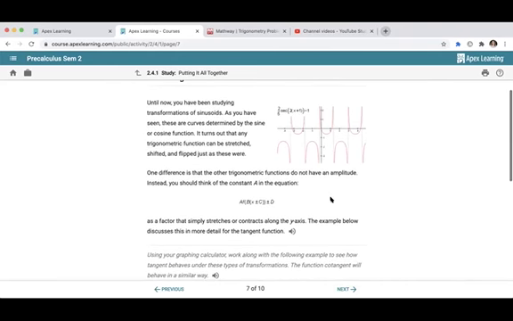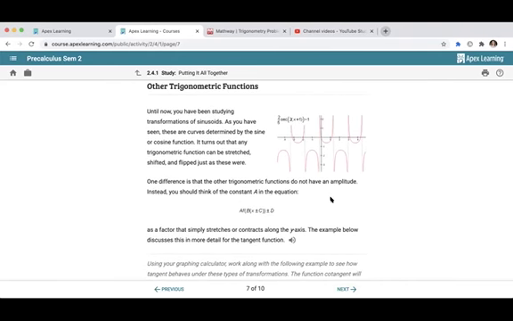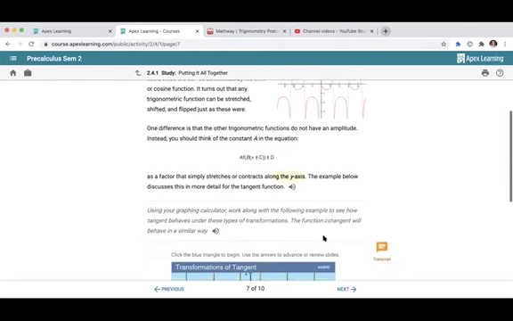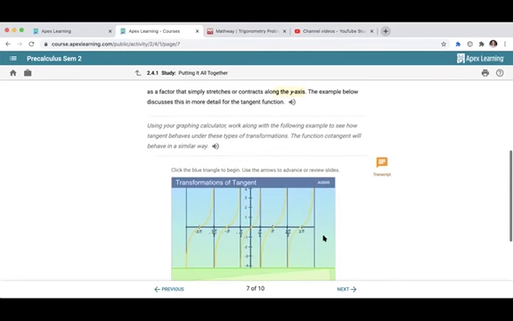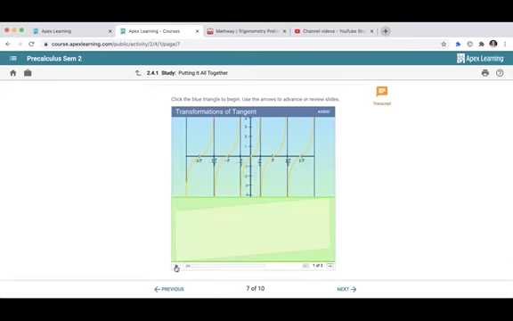All right, and then finally here, the other trigonometric functions. Okay, so the secants, the cotangents, the tangents. Some of these don't have an amplitude, or all of them, I guess, technically don't have an amplitude. So when you look at A, instead of changing the amplitude, it's simply going to stretch or contract along the y-axis. So if we look down here.